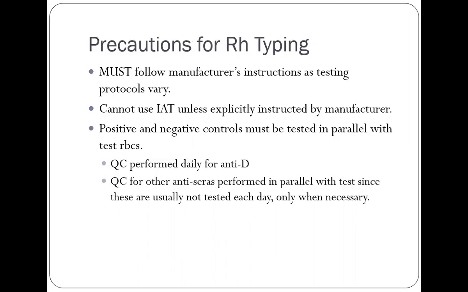Precautions for Rh typing: you must follow manufacturer's instructions. With each of those reagents that we're going to be using, there's a specific set of guidelines given to us in a package insert. We cannot use those reagents for the indirect antiglobulin testing for our weak D patients unless it explicitly instructs us to. And of course, you're always going to be running controls with each of these reagents, so you'd be performing QC daily if you're running that anti-D. In my blood bank, the first person who needs to use that reagent antisera for the day will QC it, and as long as we continue to use that same lot of anti-D, we do not need to QC it again for the remainder of that day.